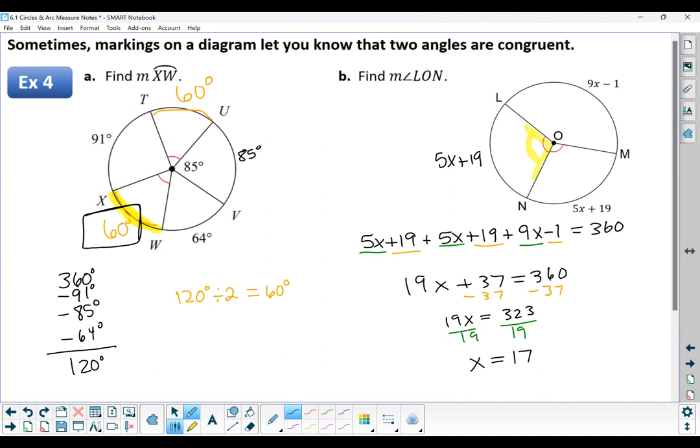It didn't ask us to find x directly, though. What it asked us for was the measure of angle LON. We know that angle LON is 5x plus 19. So that's 5 times 17 plus 19, which gives us 104 degrees. So that's our answer, 104 degrees.